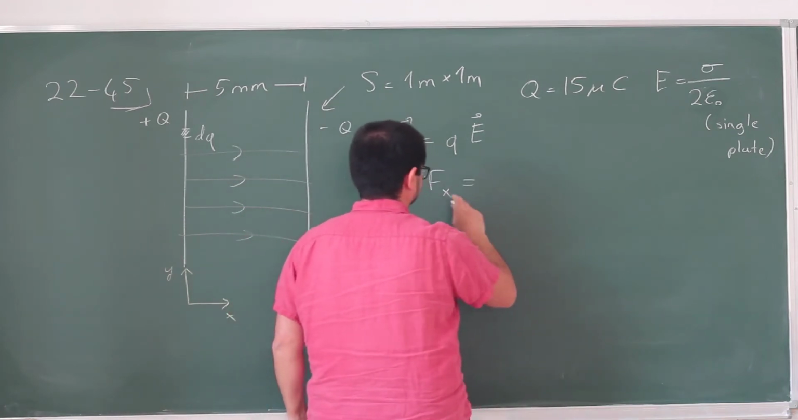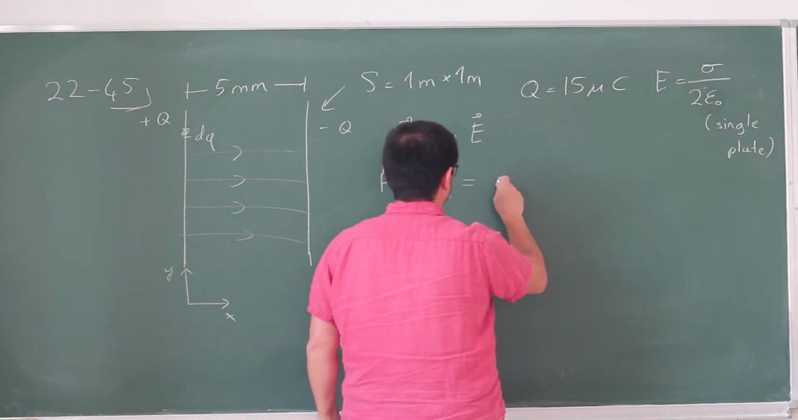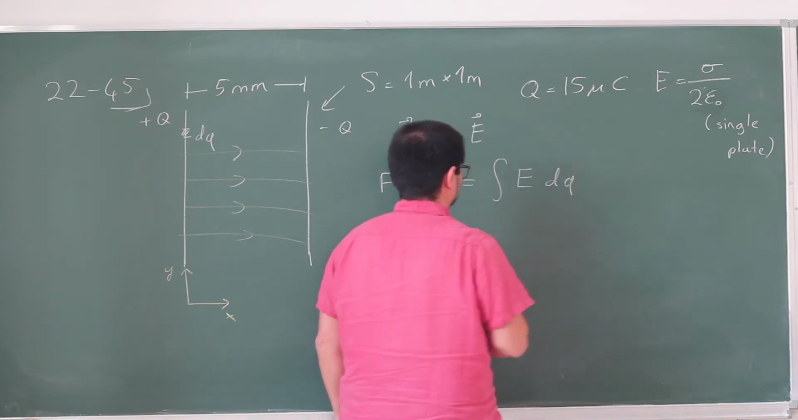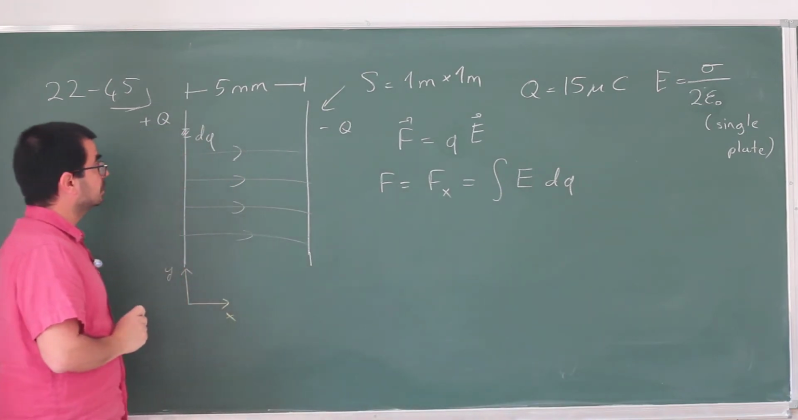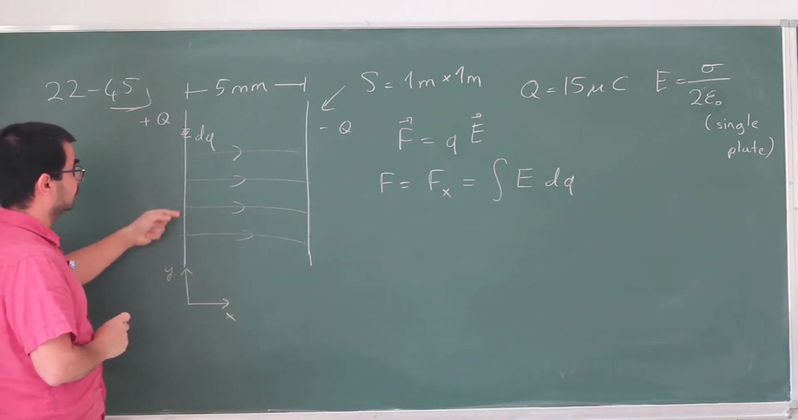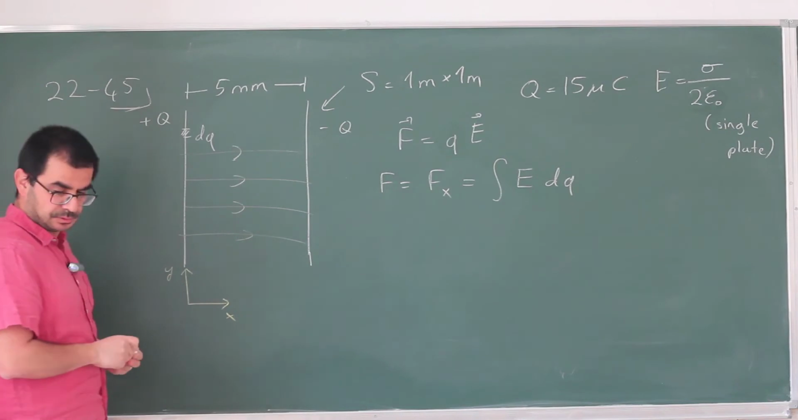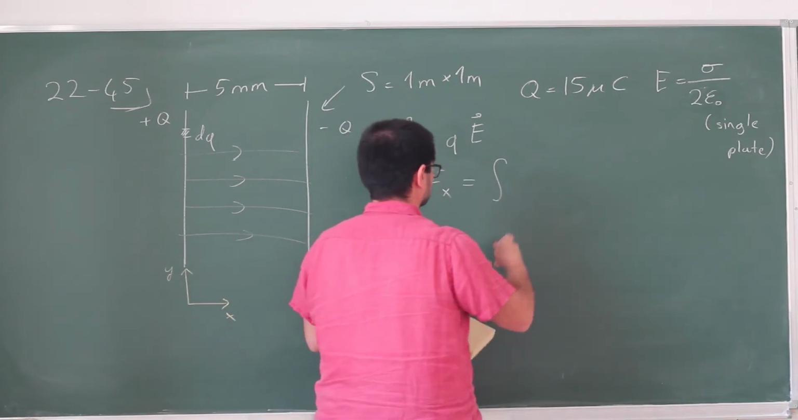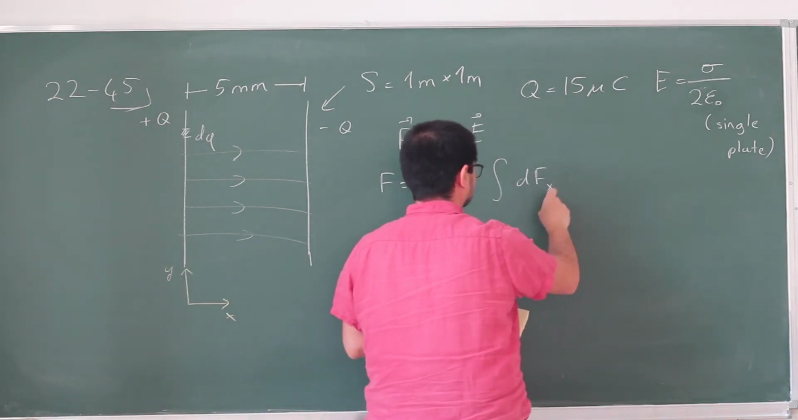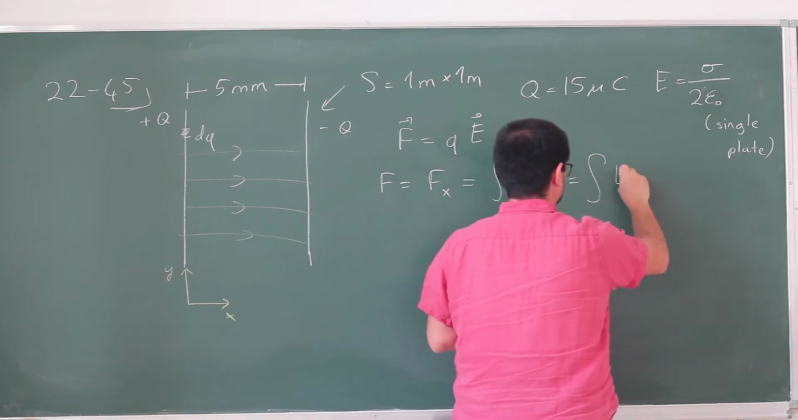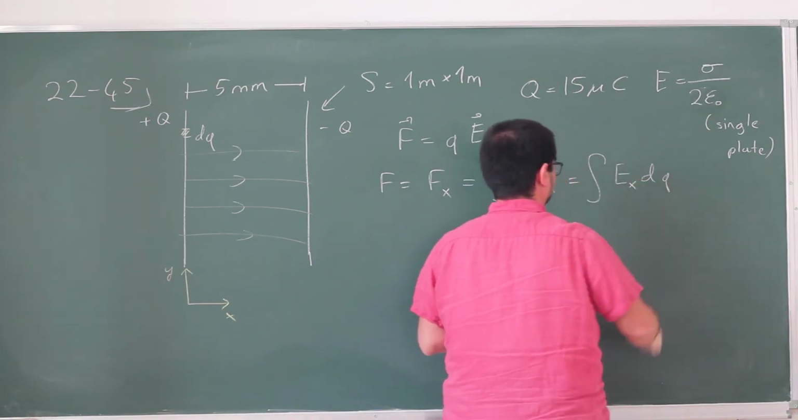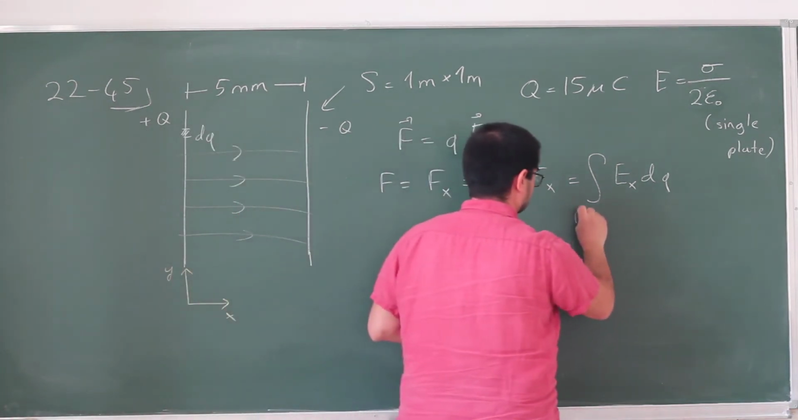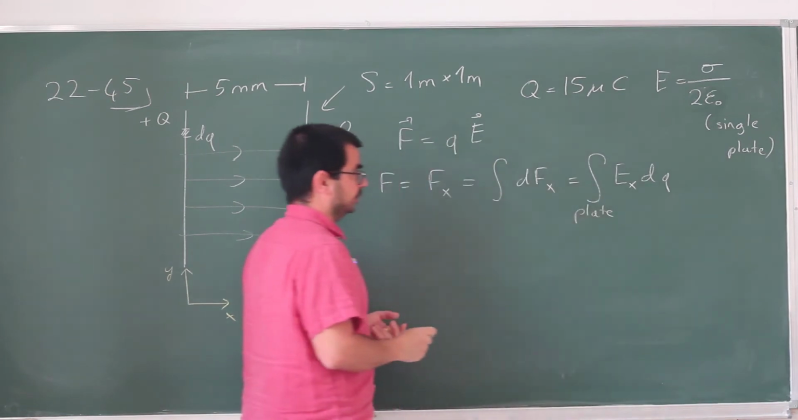And this is going to be some integral of E dq. Okay? So this is going to be some of the little forces that this feels. So perhaps we can separate this into one more step. So this is going to be integral of dFx, and that dFx is going to be just E dq. If you want, we can also put an x over here. And what is that integral over? It's over the whole plate, okay, one of the plates.